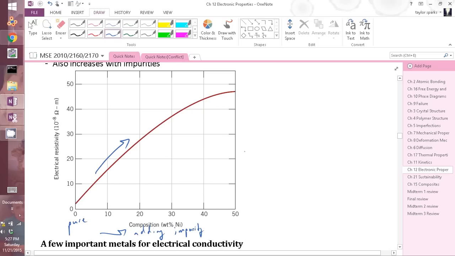Furthermore, after 50%, at some point we're going to see that it's going to drop down because we'll reach 100% over here, and you have a pure material, so it should also go back down again. Probably not as low as pure copper because copper is a better conductor than nickel. Oh, sorry, this is resistivity. It should go lower. You understand though.